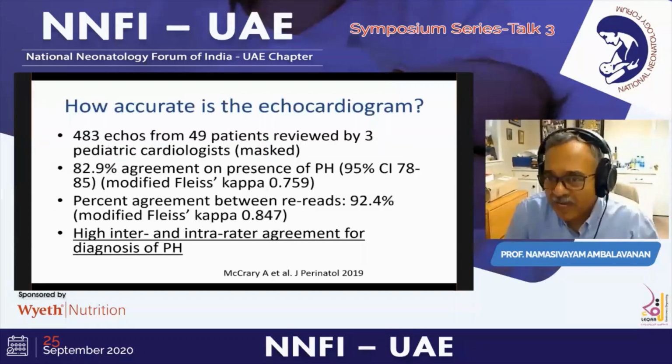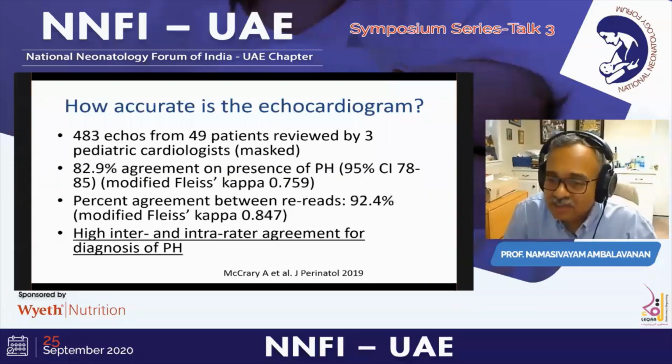And how accurate is echocardiogram? We'll come to this again, but if you take multiple echoes from multiple patients and you give them all to different pediatric cardiologists, how likely are they to agree upon the presence of pulmonary hypertension? Overall, it's pretty good agreement. It's about 82.9% agreement on the presence of pulmonary hypertension. So most of the time they would agree with each other.